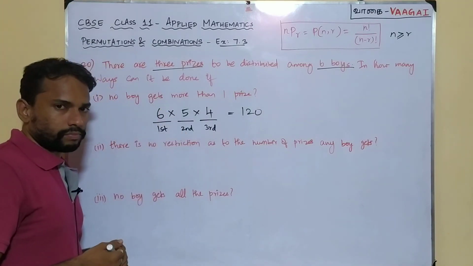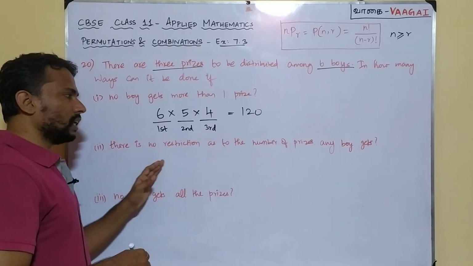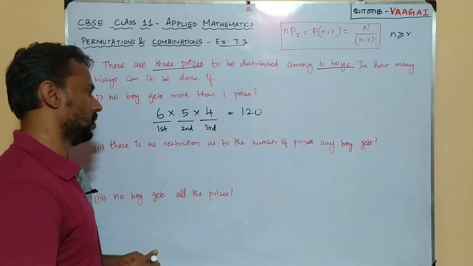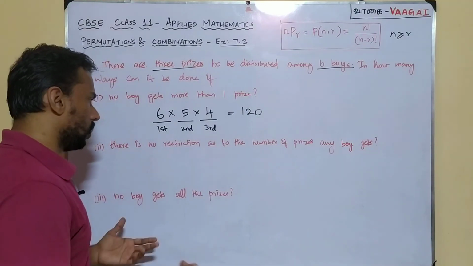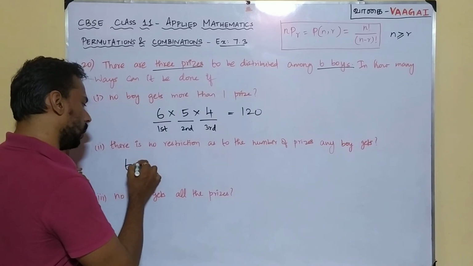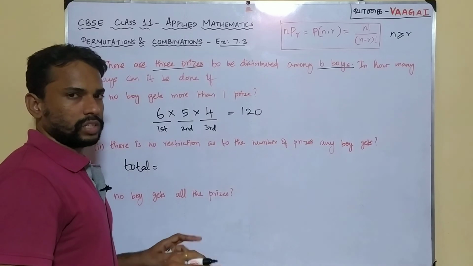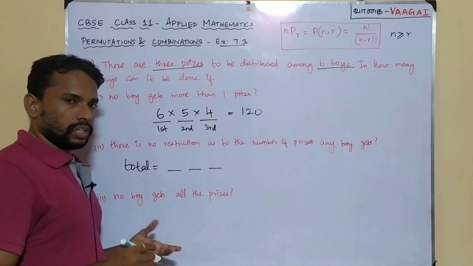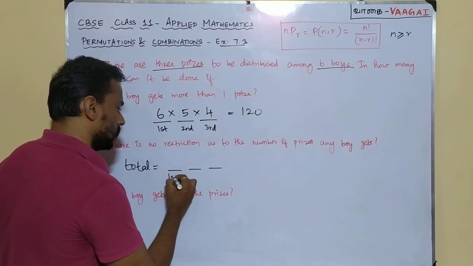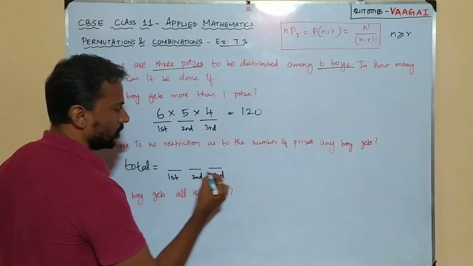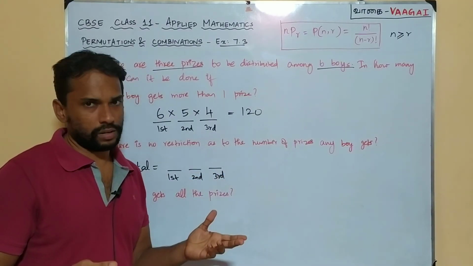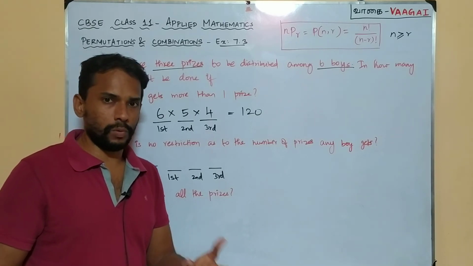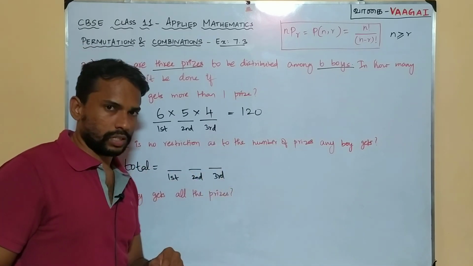Yes. Now the second subdivision is: there is no restriction as to the number of prizes any boy gets. This is the question. So here there is no restriction at all. This is asking us to get the total number of possible cases. Total ways, how many are there? That is this question's meaning. So if there's no restriction, then the first prize, second prize, third prize can go to any boy. It doesn't matter whether a boy already got a prize or not. It can be distributed in any possible way. That is what this second subdivision asks.